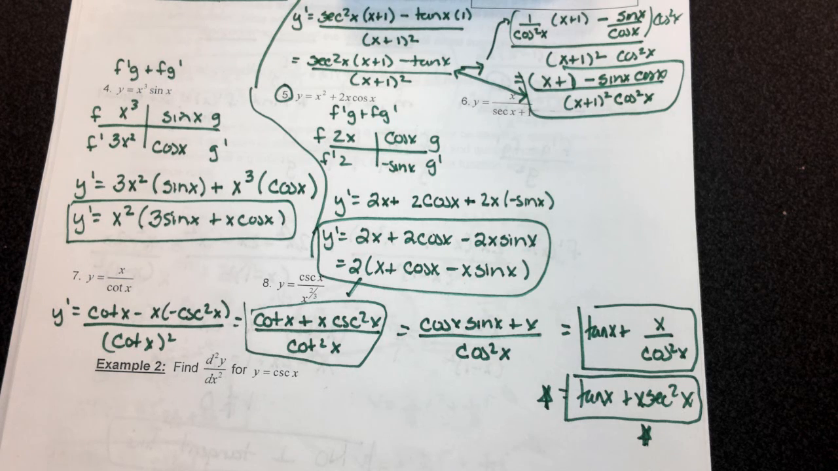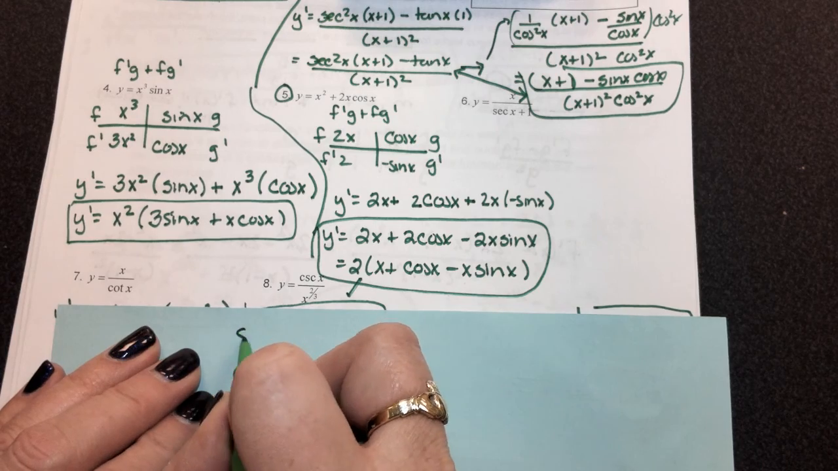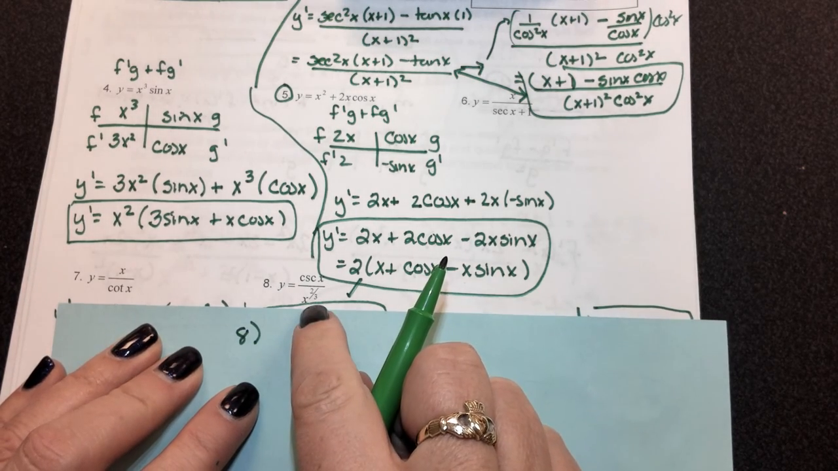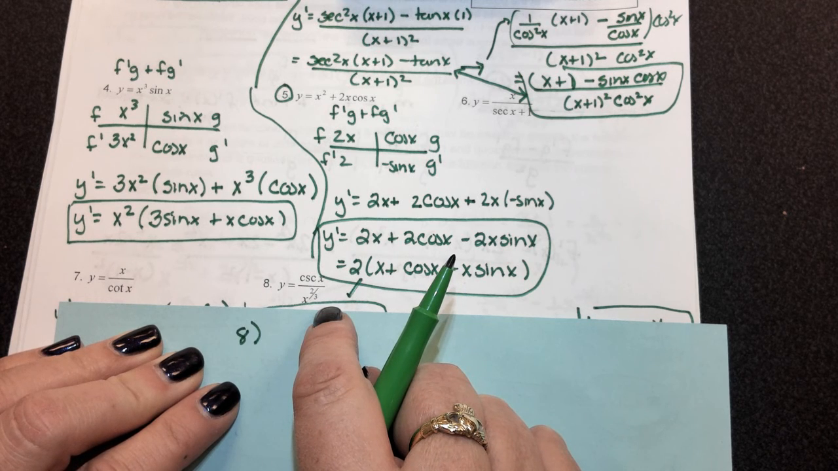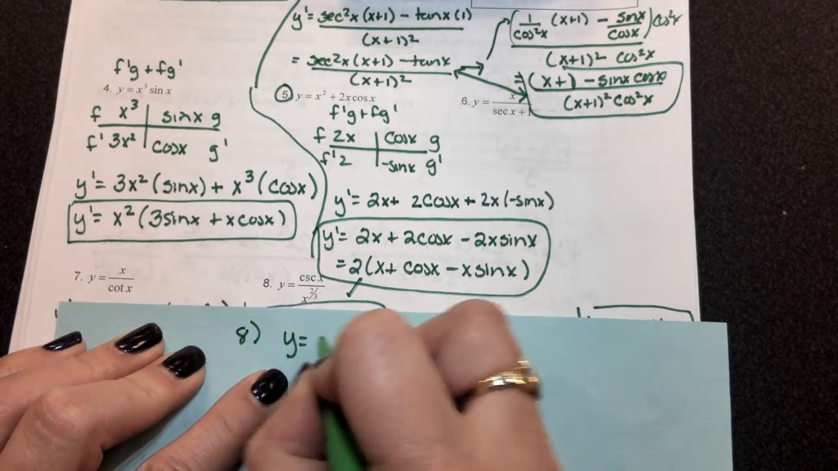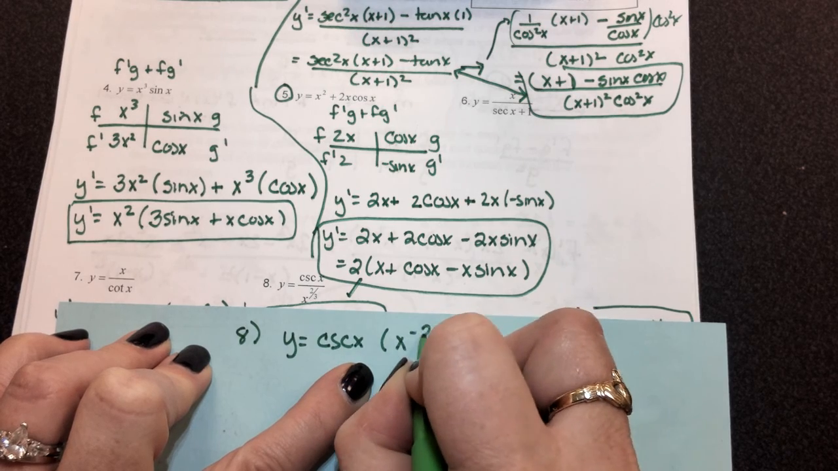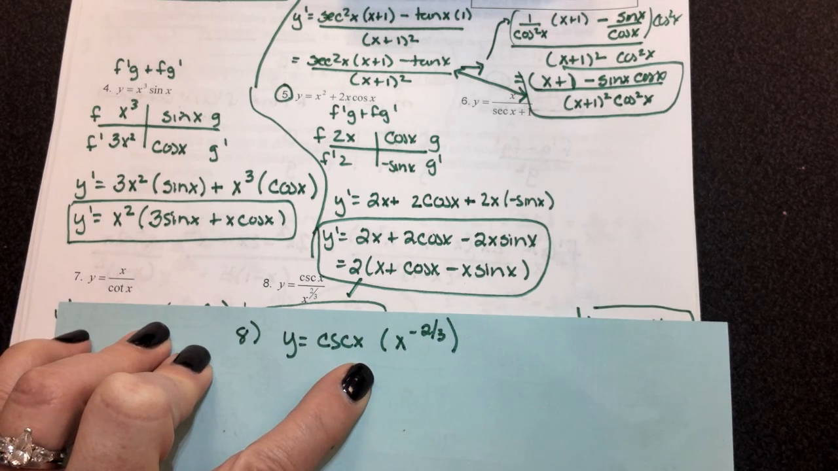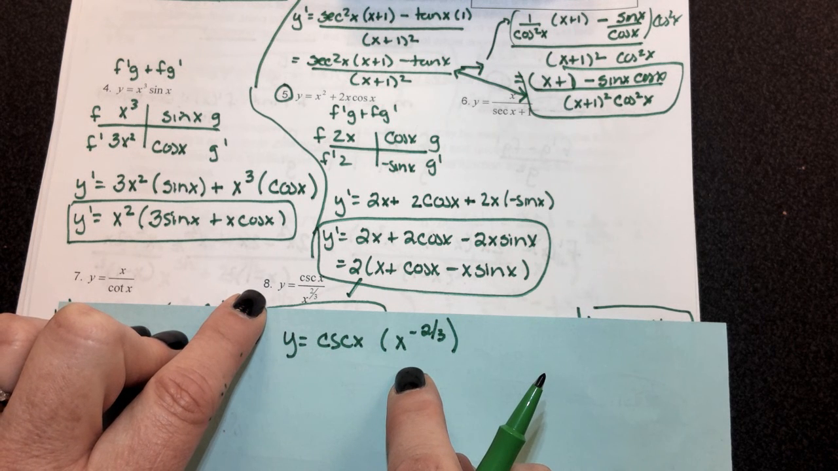We did this way back when we were talking about the power rule. The denominator in problem number 8 is a single monomial. So you could do quotient rule on this if you wanted to, or you could rewrite this as a product. So you could rewrite problem number 8 as cosecant of x times x to the negative 2/3. You agree with me that these two expressions are equivalent.